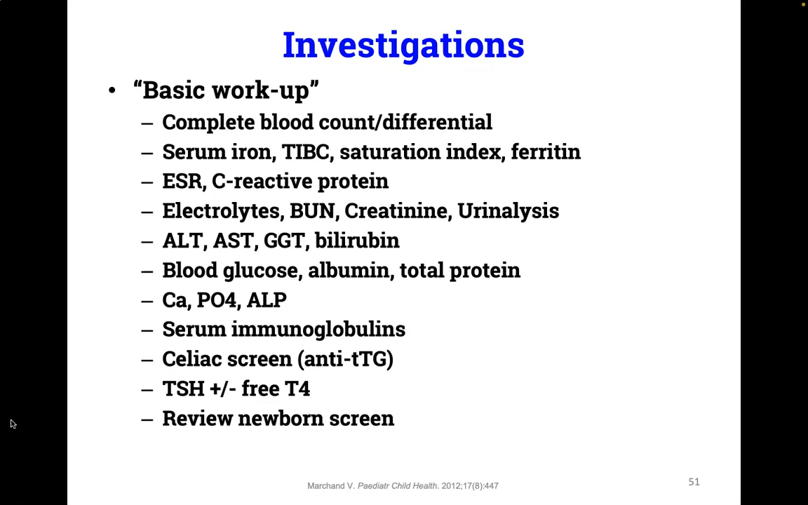As you can see, some abnormalities here are not going to be specific for an underlying condition necessarily, but they may point you towards certain etiologies. So for example, if there's iron deficiency anemia, increased inflammatory markers, kidney or liver test abnormalities, abnormalities in the glucose or albumin, hypoimmunoglobulinemia, or altered thyroid status may also point you there. Just also a quick note that the celiac screen should only be done in patients who are receiving gluten in their diet after the introduction of solids.